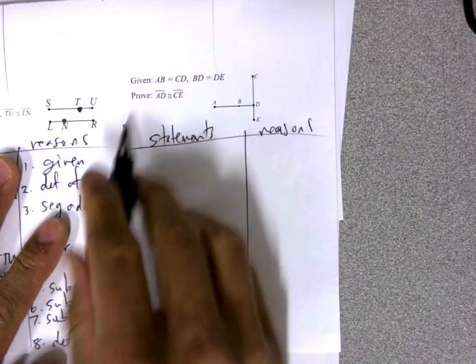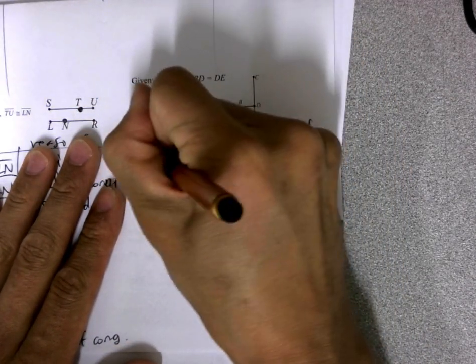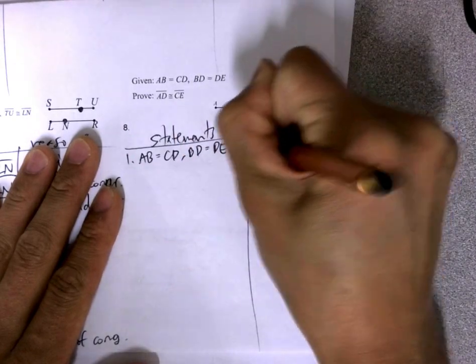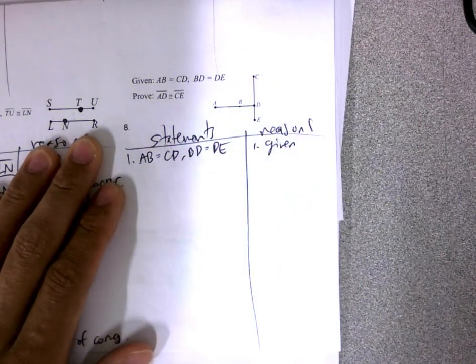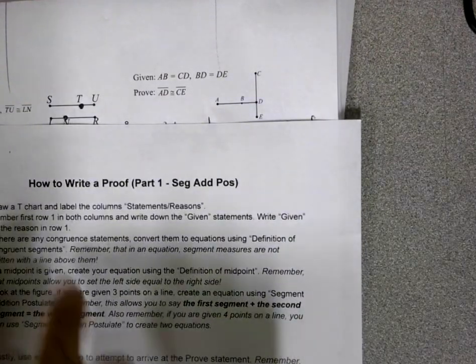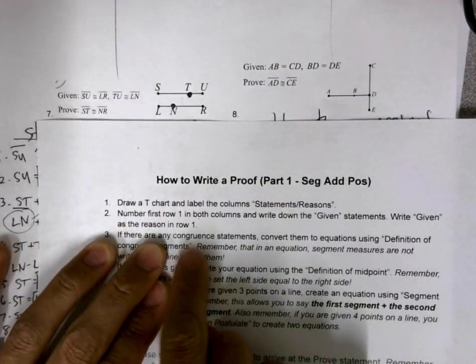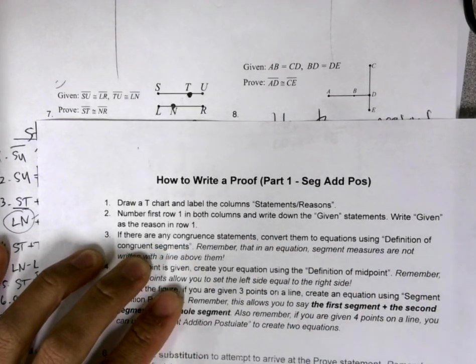We have 1. We're going to write down all of our given statements. So it's AB is equal to CD, and then BD is equal to DE, and our reason is going to be given. Right? So that's all we have, and our first step here is to turn any congruent statements into equations using definition of congruent segments.